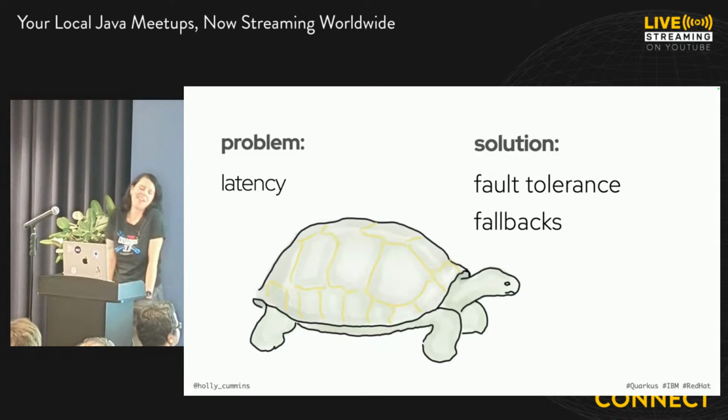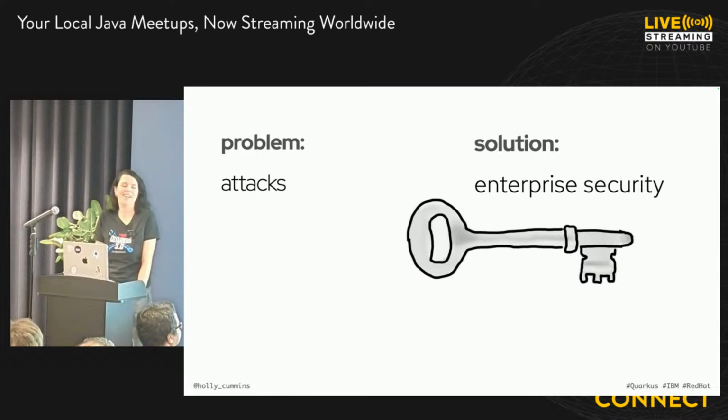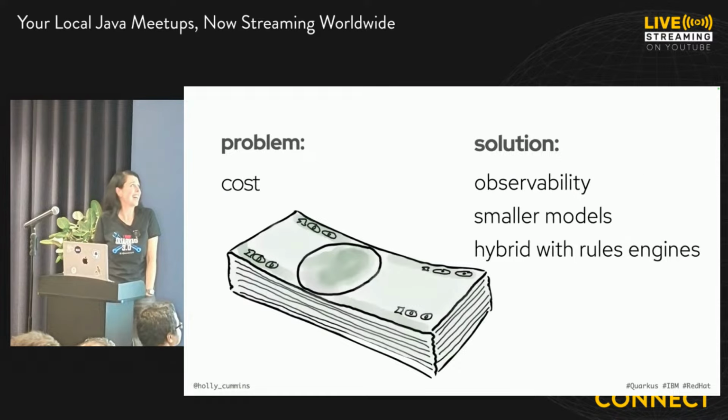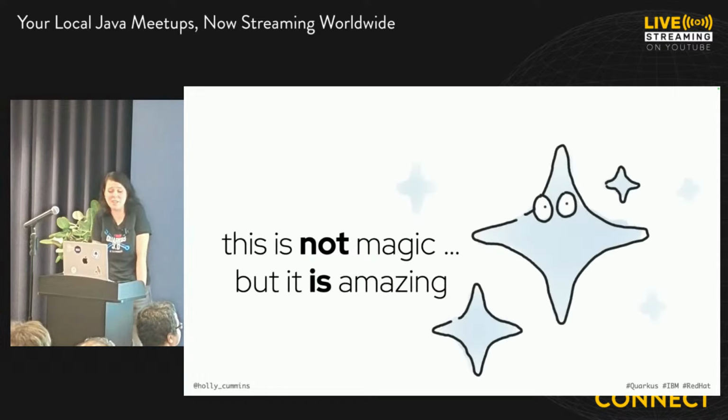I mentioned latency is a problem. Fault tolerance and fallbacks are the solution. If you're actually using this in production, you want security. You want to be integrated into something that has that kind of production readiness. It can get expensive as well, so that's where you need that observability. And, as others have mentioned, smaller models are a pretty good way of keeping a cap on the costs too. Or maybe you didn't even need an LLM for all of this. Maybe you want a hybrid solution that involves a rule engine somewhere in there too.